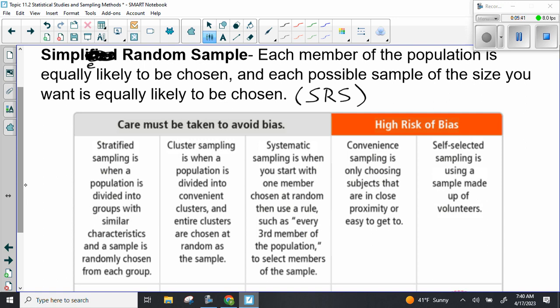You could also put names in a hat and randomly choose them. The idea is that when you have all those names in a hat, each person has the same probability of being chosen. And that's what makes it a simple random sample.